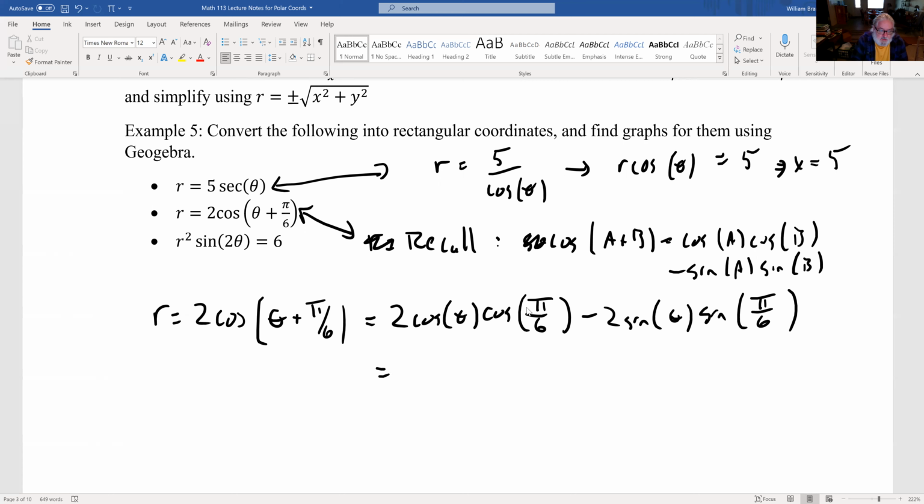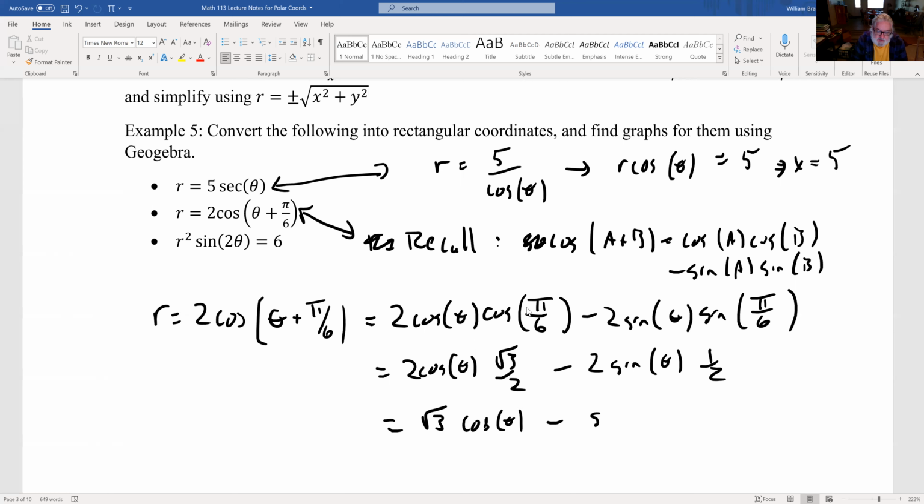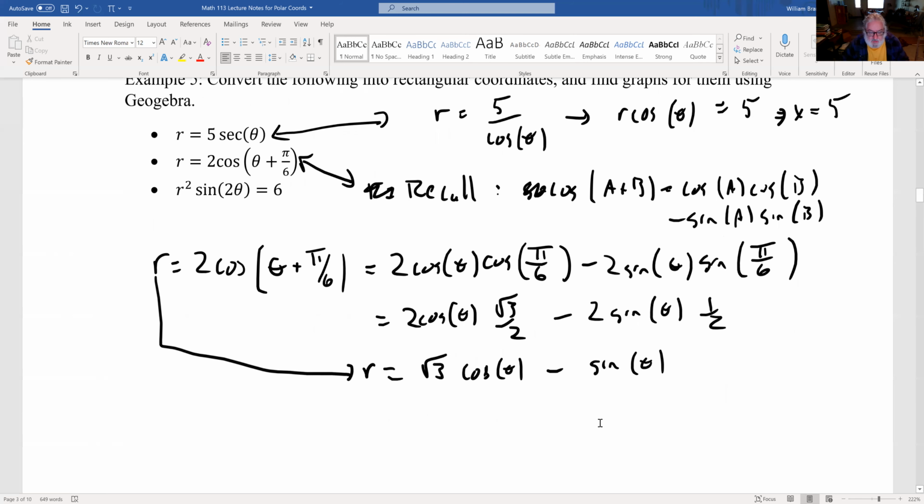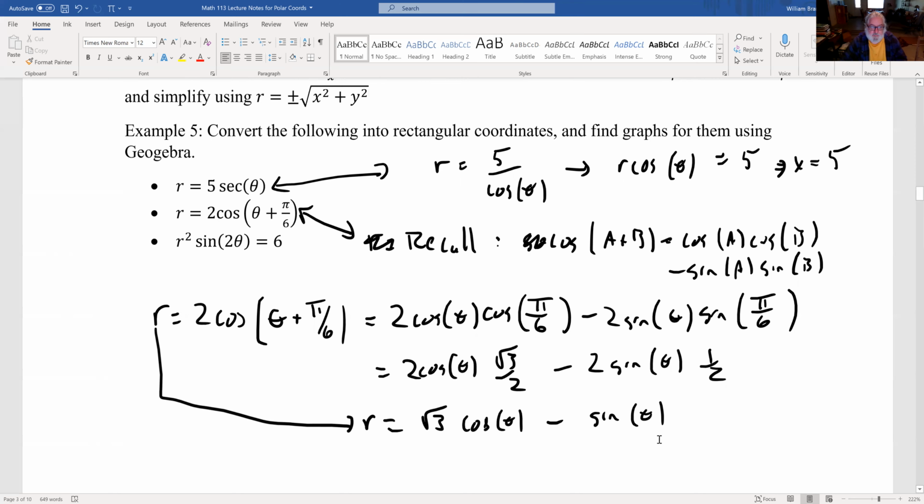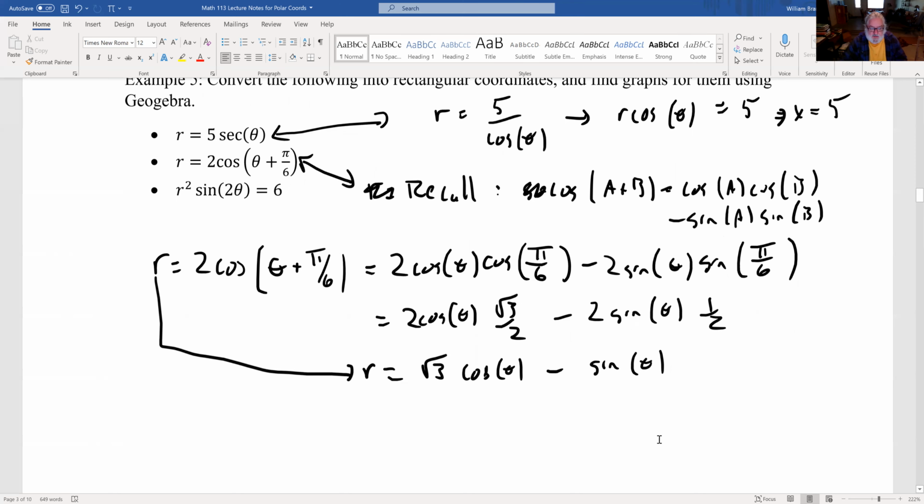And we know that cosine of pi over 6 is square root of 3 over 2, and sine of pi over 6 is 1/2. So we end up with square root of 3 cosine theta minus sine theta, and that equals r. So how can we figure out a way to think about this in terms of x's and y's?